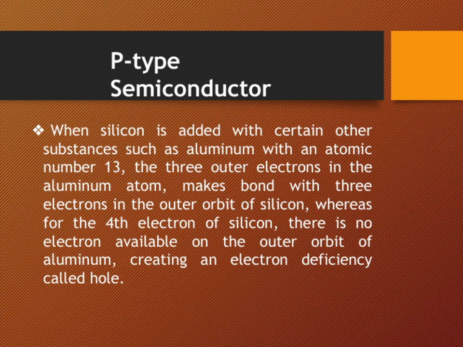Essentially, by introducing aluminum into silicon, we're creating an environment where holes become the primary charge carriers, which is essential for the behavior of p-type semiconductors. Understanding this bonding and the creation of holes helps us see how doping modifies the electrical properties of silicon, enabling us to control how current flows through these materials in electronic devices.